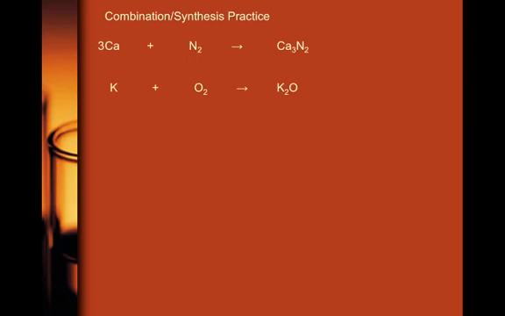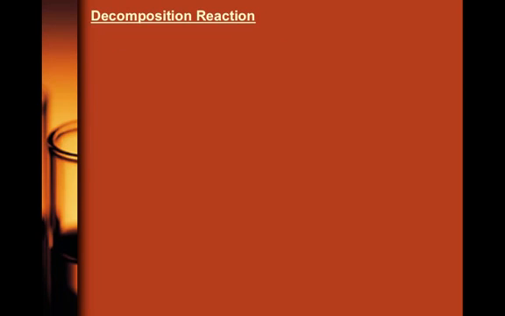K2O. Not balanced. We have 1 potassium on the left, 2 oxygen on the left, 2 potassium on the right, 1 oxygen on the right. We'll fix the oxygen by putting a 2 in front of it, which changes our potassium to 4. And so we can put a 4 in front of the potassium to balance that equation out. So 4 potassium atoms plus 1 oxygen molecule would make 2 potassium oxide formula units.